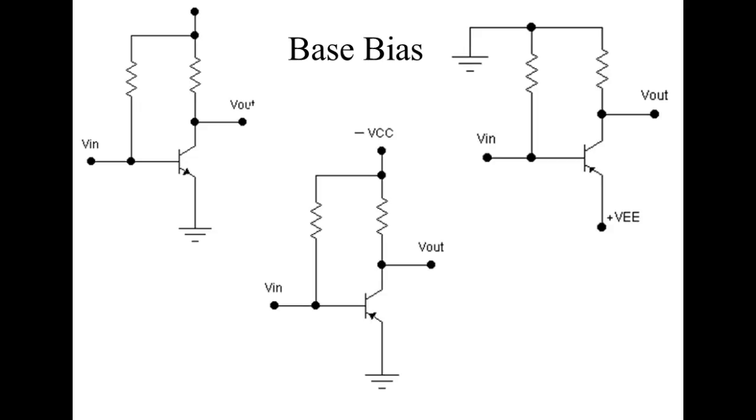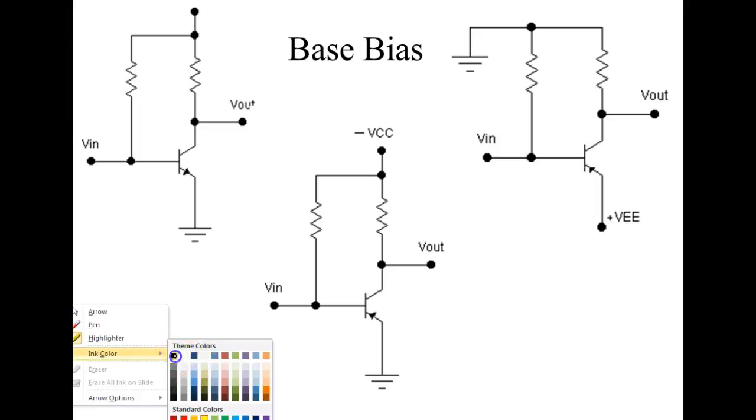Because our load is up here in the collector, and once that load drops the applied voltage, it cannot drop any more voltage. The problem we have is that if we don't make it drop the applied voltage, which means we're operating in the active region.